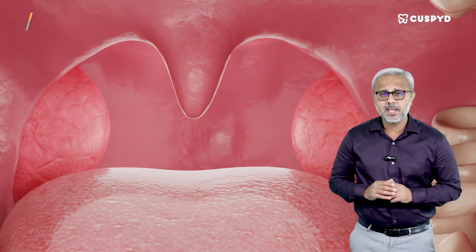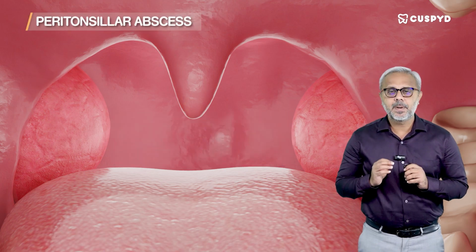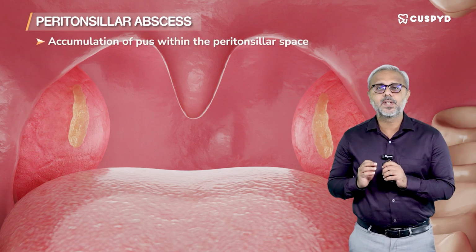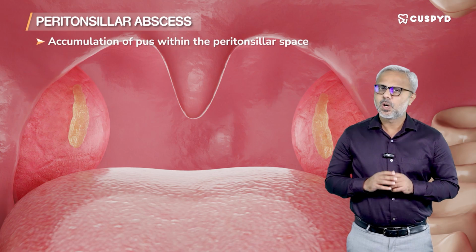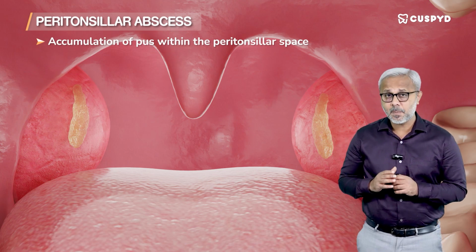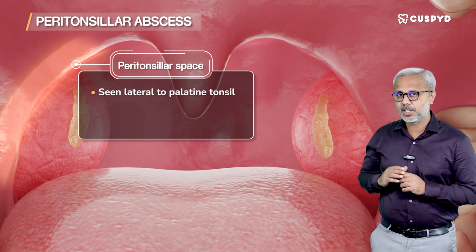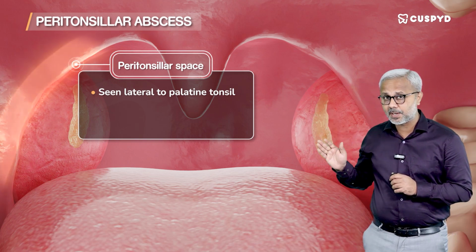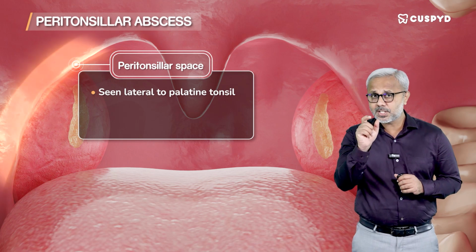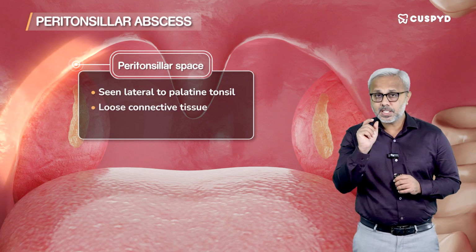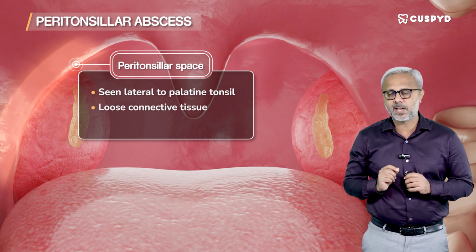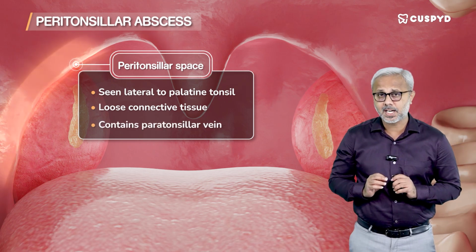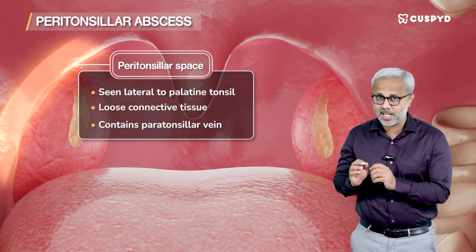Now, what do we mean by peritonsillar abscess? Peritonsillar abscess refers to accumulation of pus within the peritonsillar space. What is the peritonsillar space? As we know, the lateral surface of the palatine tonsil is separated from the tonsillar bed, which is initially covered by the pharyngobasilar fascia. There is loose connective tissue. So, this space with loose connective tissue is what we call the peritonsillar space, and paratonsillar veins are one of the most important contents present in this area.